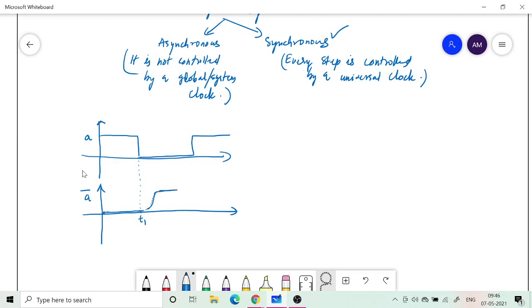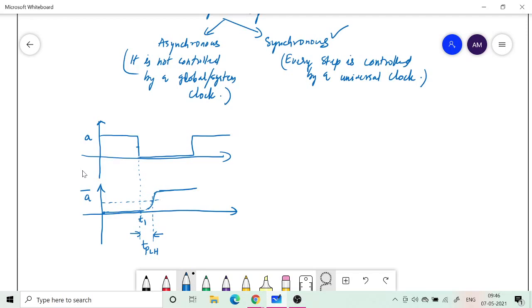And then it continues to 1. So the 50% point is reached. After the 50% point of the input, it takes a finite time for the 50% of the output to change to the appropriate state. So this is a delay, and since the output is changing from 0 to 1, we call it the propagation delay when it changes from low to high.